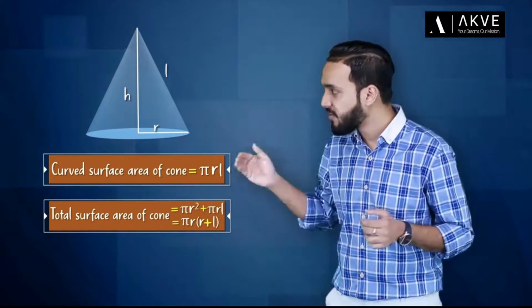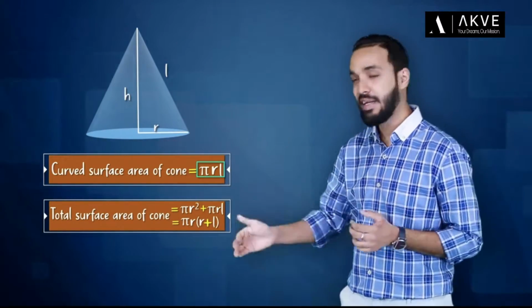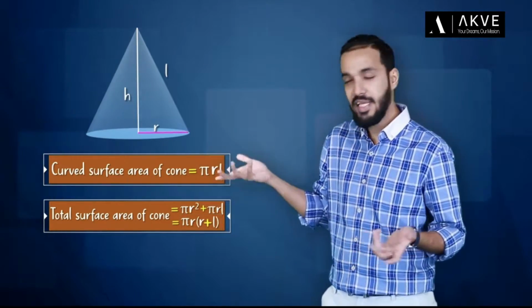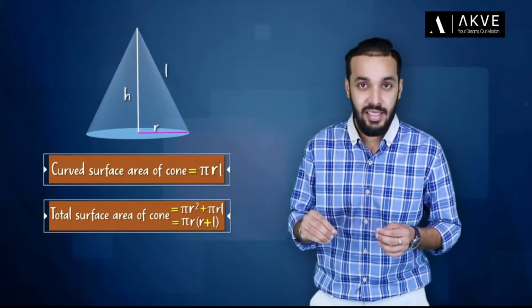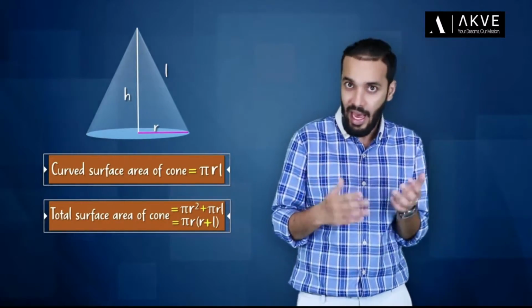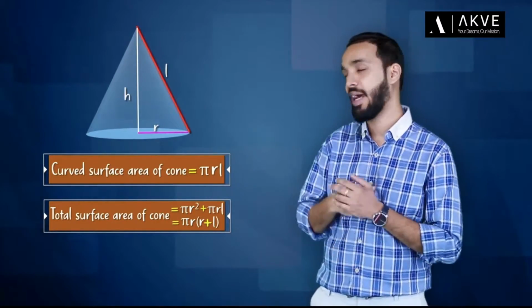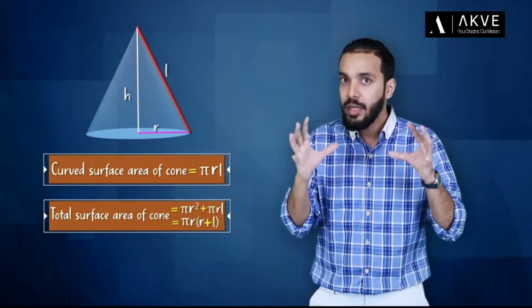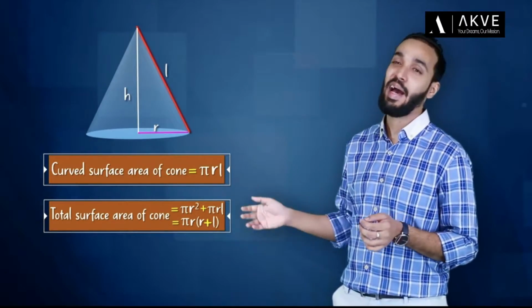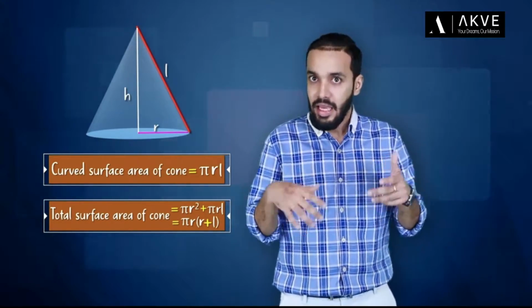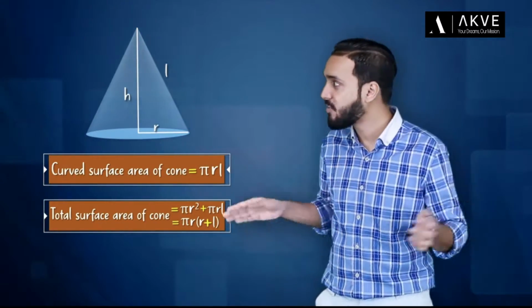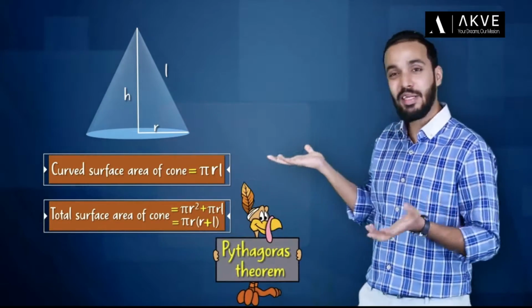We have just seen that the former is pi r L and the latter is pi r into r plus L. Here, r is of course the radius of the base, sometimes also known as the radius of the cone, and L is the slant height. So, the only prerequisites in each of these cases are the radius and the slant height. And if you know these two, you can very easily find the height of the cone using the Pythagoras theorem.